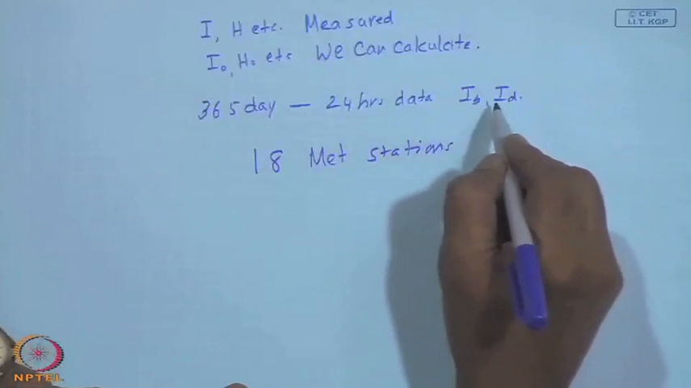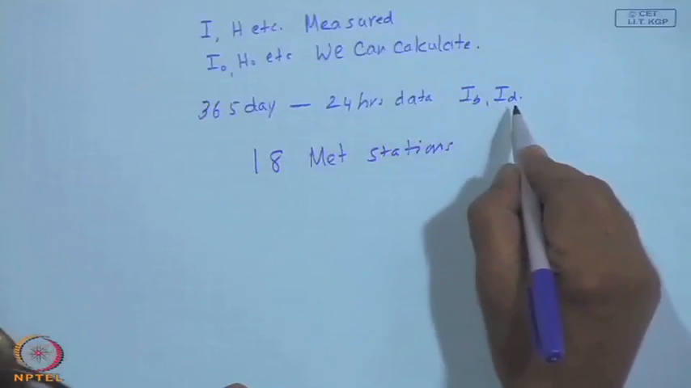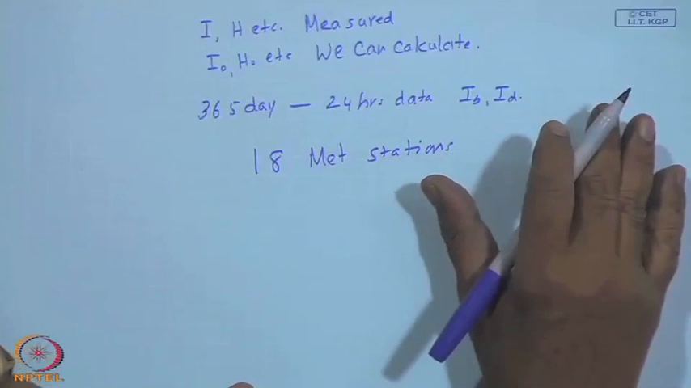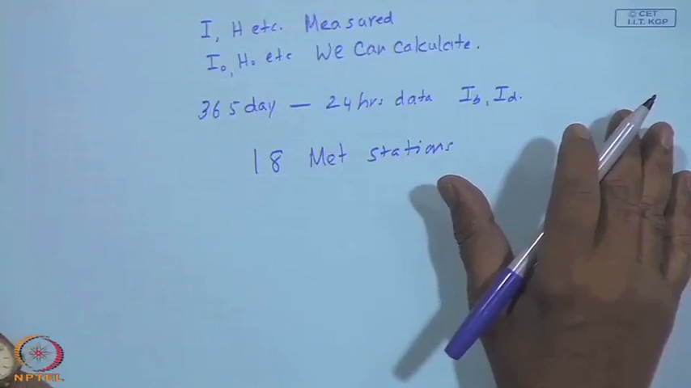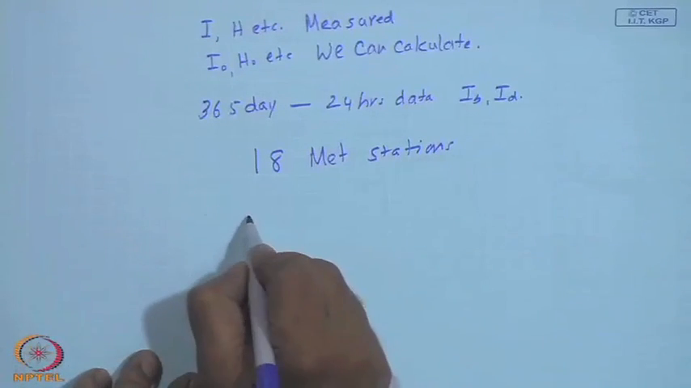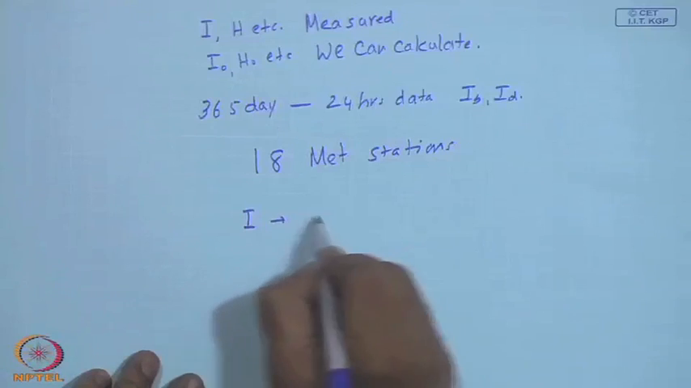The other thing is, if there is a meteorological station, I, Ib, Id, all three of them are very rarely measured. Okay. Most of the time it is I that is measured.